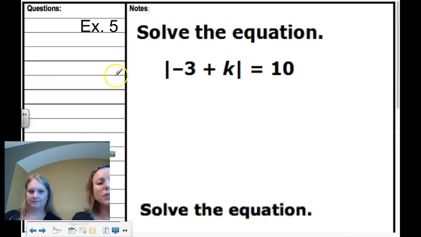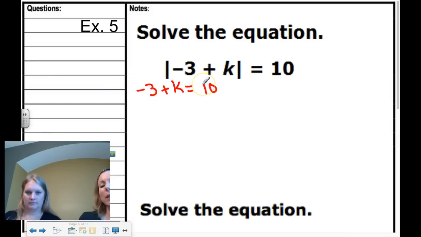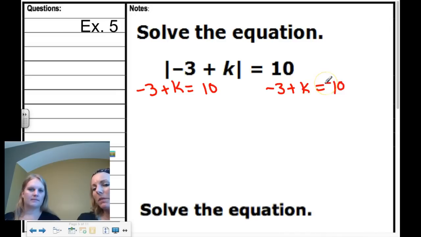The first thing we're going to do, always, the absolute value signs are going to disappear. And we're going to write 2 separate equations. And notice what Miss Boyd just did. She started with the exact equation, -3 plus k equals 10. And then she has another one, -3 plus k equals -10. So always do the opposite.